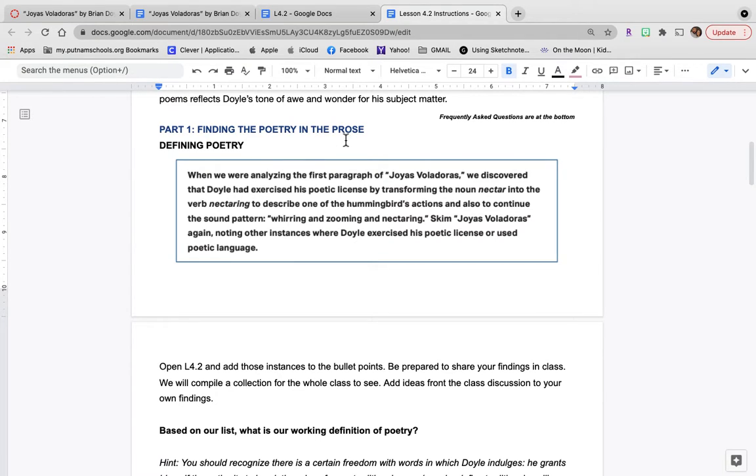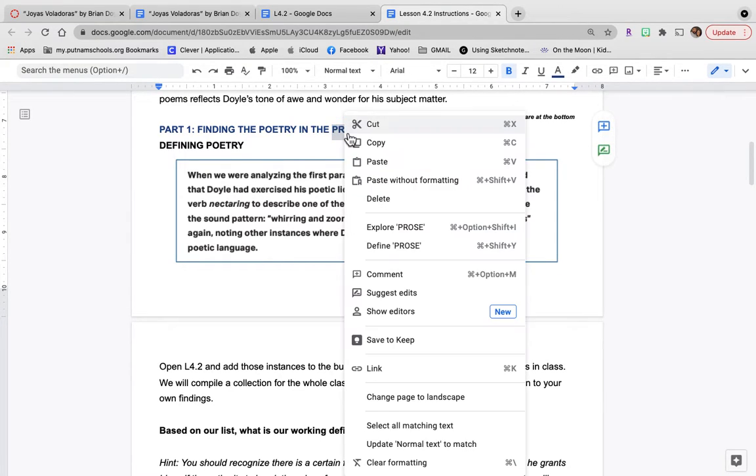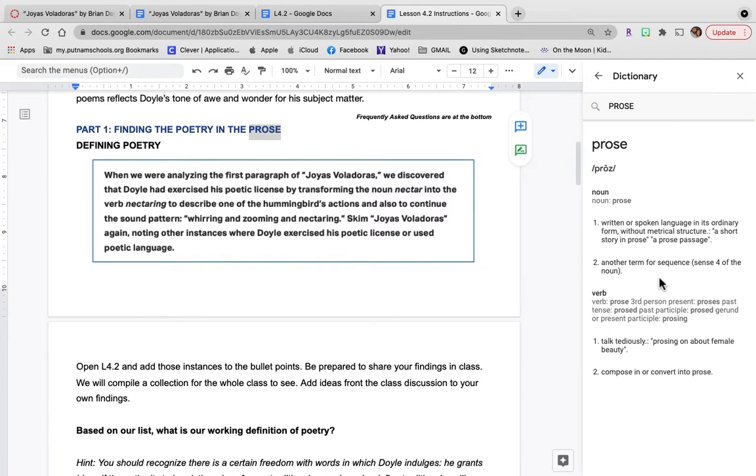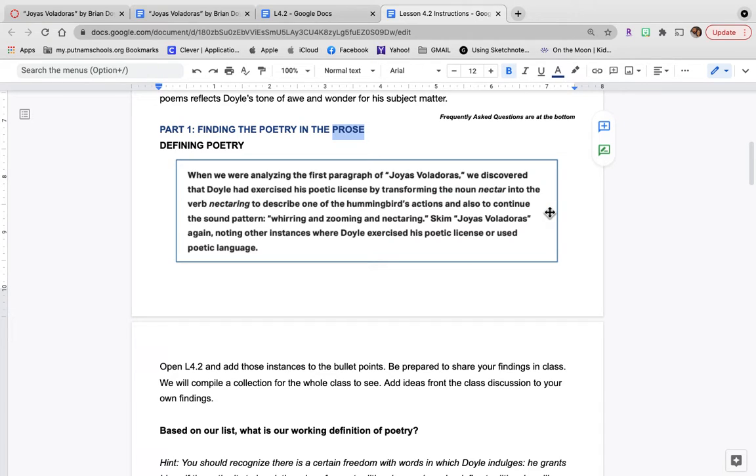Finding the poetry in the prose. So if you didn't know what prose is, it's written or spoken language in an ordinary form without metrical structure, like a short story. There's no random structure about it. It's just simply a paragraph, essay, full of paragraphs, complete sentences, and so on and so forth. Poetry is a little different. And no, poetry does not have to rhyme. But typically poetry you find in stanzas, and it's got specific line breaks for specific reasons.